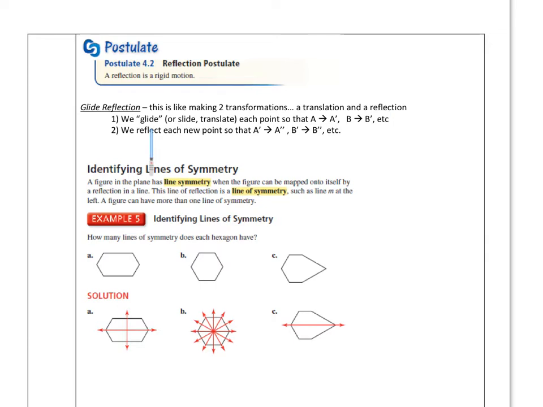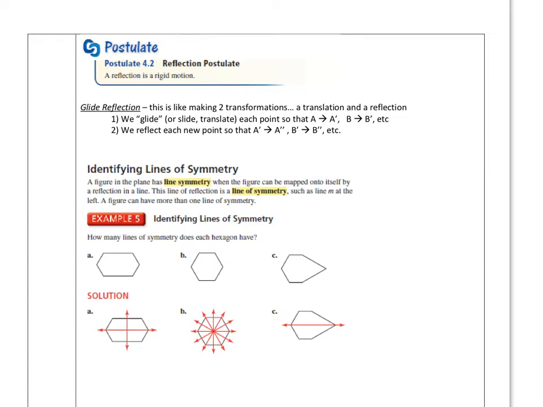So first we're going to glide, slide, translate, whatever you want to associate that with, because that's what it means, from A to A prime, B to B prime, etc. And then we're going to take all these A primes, B primes, C primes, and then we're going to flip them. So then we reflect them, so A prime becomes A double prime, B prime becomes B double prime, and so on. And we will do examples of those as well.